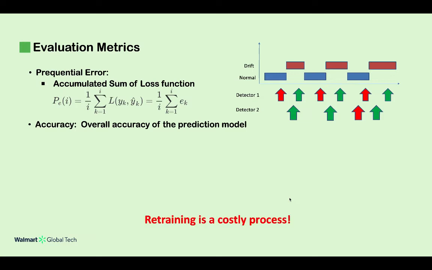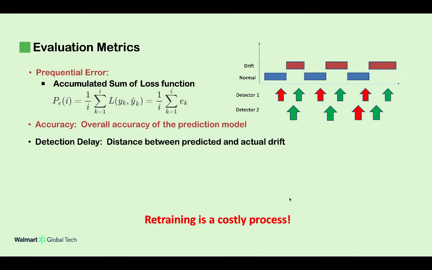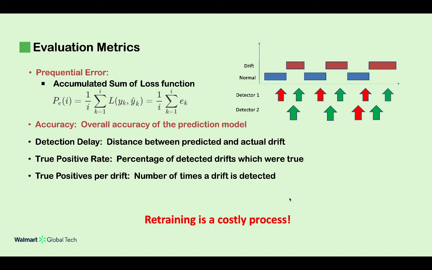And the major point to note is that retraining is a costly process, and we should avoid it as much as possible. Consequently, one may be misled by looking into frequential error or accuracy alone. Hence, we propose four new metrics. The first one of them is the detection delay, which is the distance between the predicted and the actual drift. The next one is the true positive rate, which is the percentage of detected drifts which were true. Third is true positives per drift, which is the number of times a drift is detected.